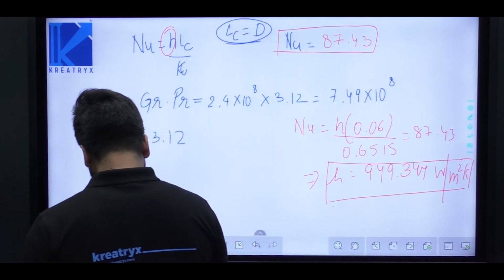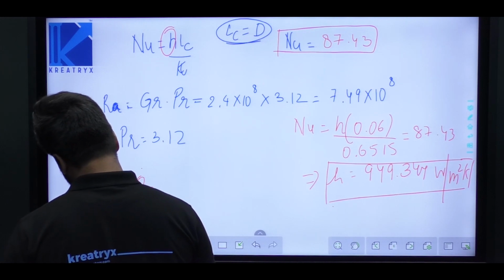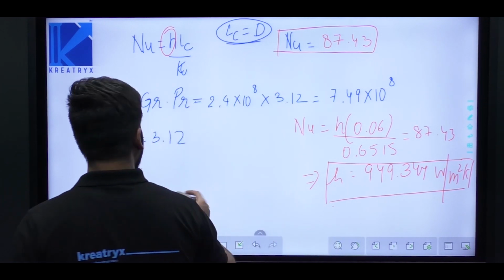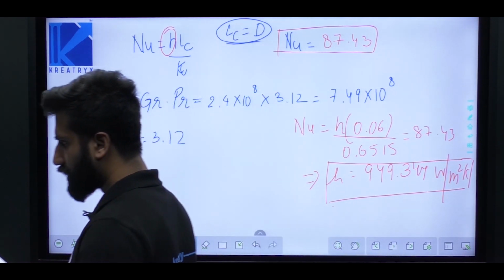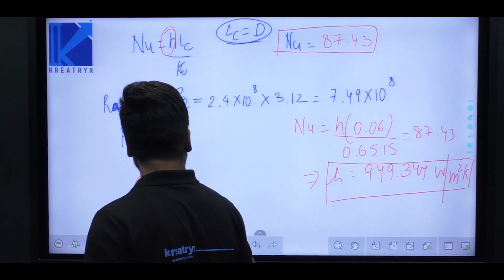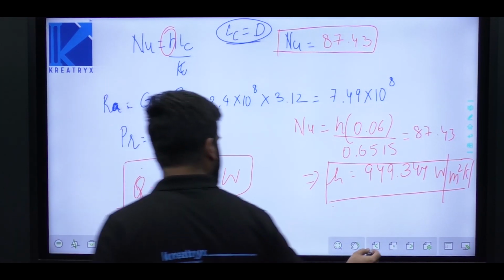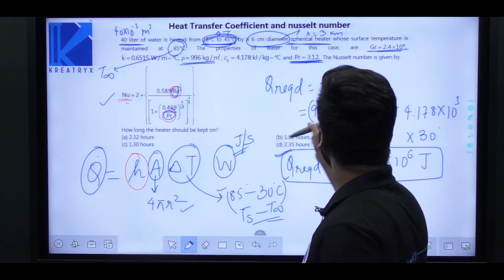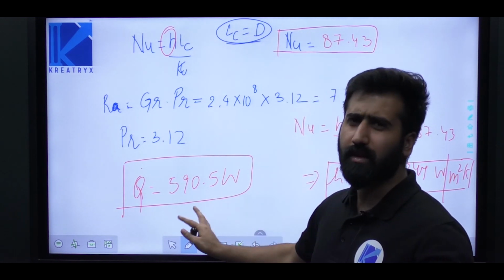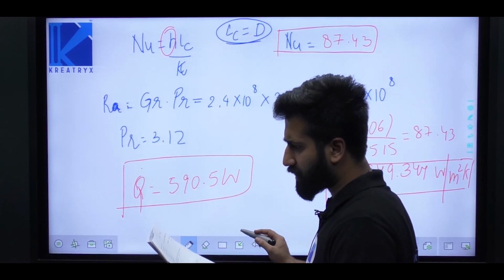What's the answer? I've not solved it. It is, I guess, 590.5 watt. Whatever the answer, I guess this is it: 590.5 watt is the rate of heat transfer by convection.